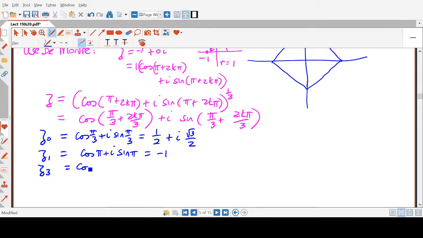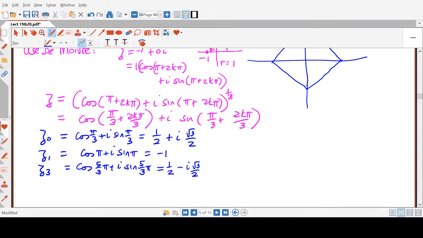And Z2 is cos of, now put k equal to 2 here. That's 4/3 plus 1/3 is 5/3 pi. Cos 5/3 pi plus I sine 5/3 pi. Cos 5 thirds, 5 is like 5 times 60. That's 300. That's in the fourth quadrant. Cos of 60 in the fourth quadrant is half. But sine of 300 degrees is minus root 3 over 2. So those are the three roots.